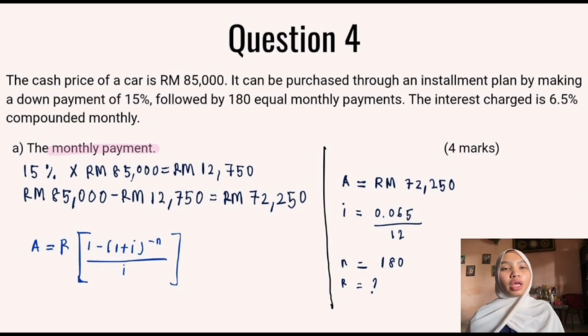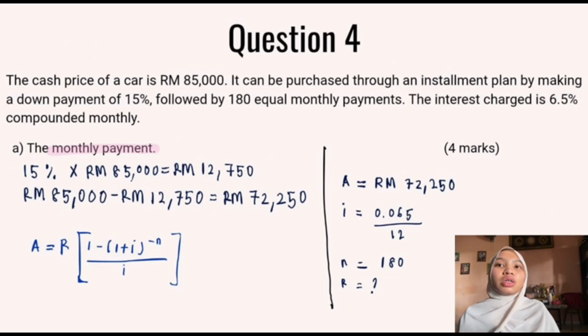So first, we calculate the down payment. 15% of the cash price of 85,000 equals 12,750. So we subtract the down payment of 12,750 from 85,000, which equals 72,250.